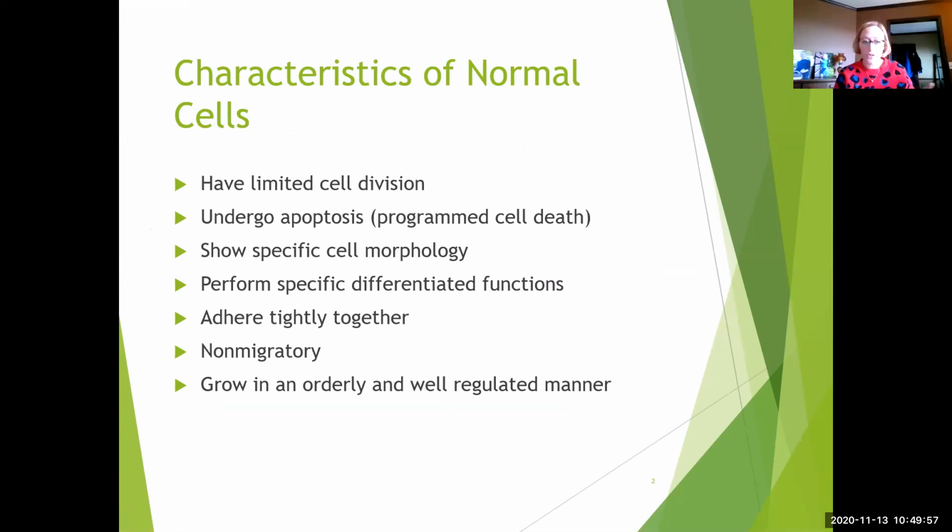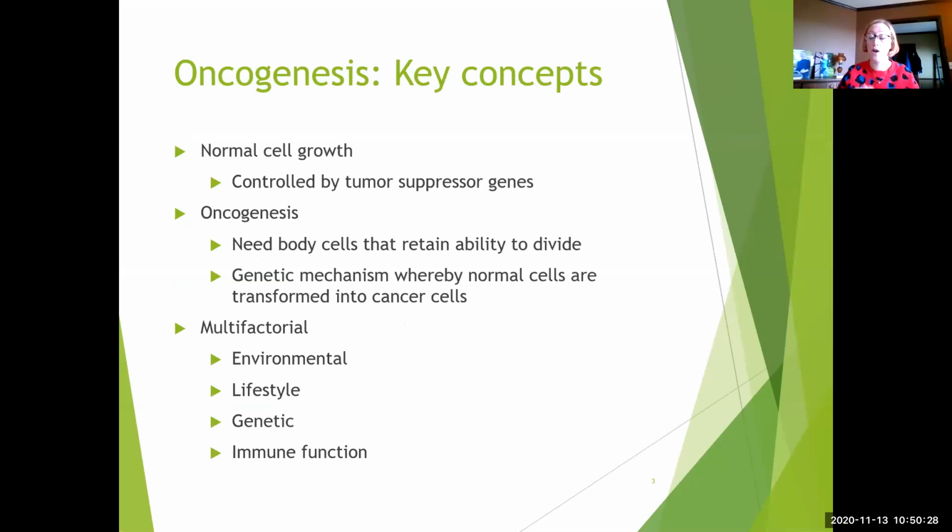So our normal characteristics of cells: they have limited cell division. They undergo apoptosis, which is programmed cell death, which is why we have cancerous cells. They don't have that normal cell death, and they just keep growing and then become migratory and metastasize. There's specific cell morphology. They have specific differentiated functions. They adhere tightly together. They're non-migratory, again, unlike our cancer cells, and they grow in an orderly and well-regulated manner. All not the characteristics of our cancer cells.